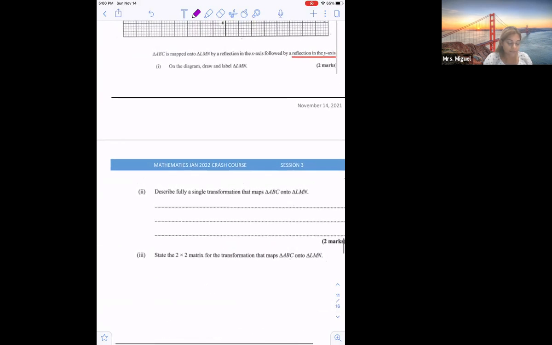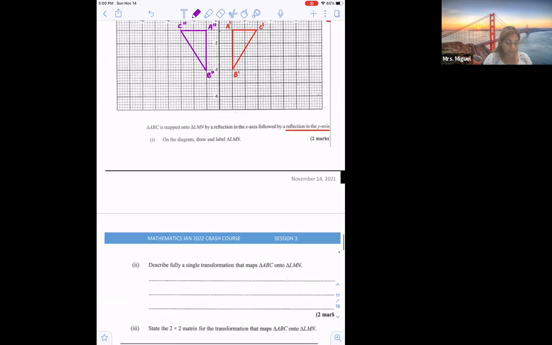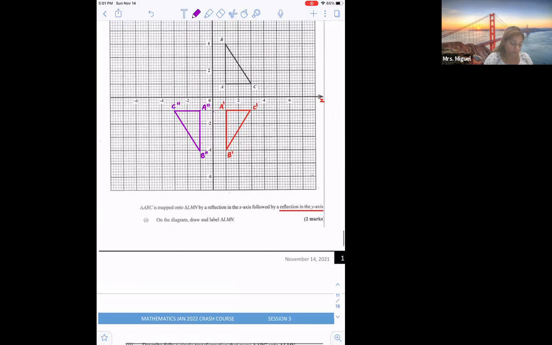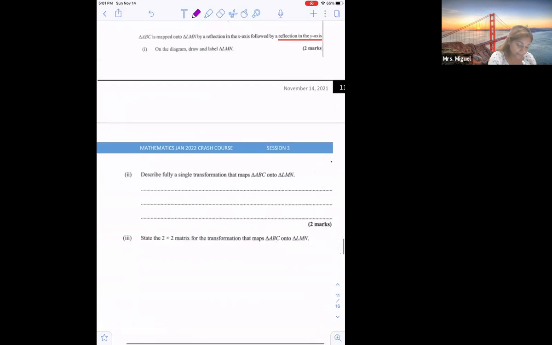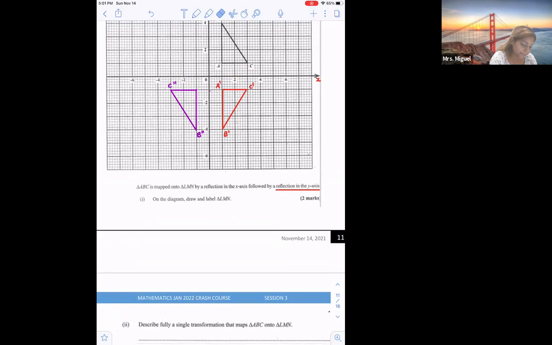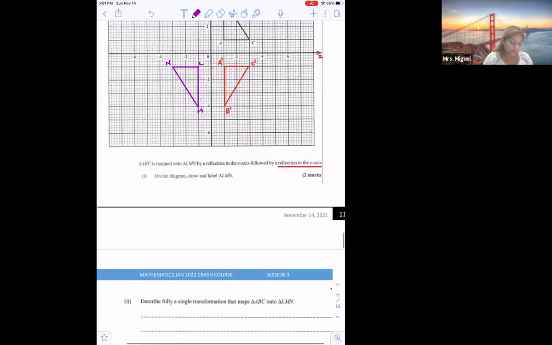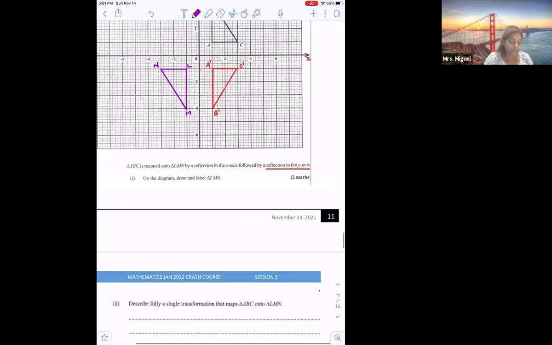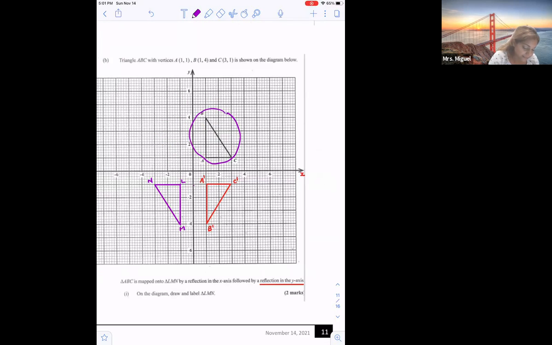Describes fully a single transformation. So we needed to label this LMN. So this was supposed to be LMN, right? Describe fully the transformation that maps this to this. Watch it. We want the transformation that maps that triangle to that.